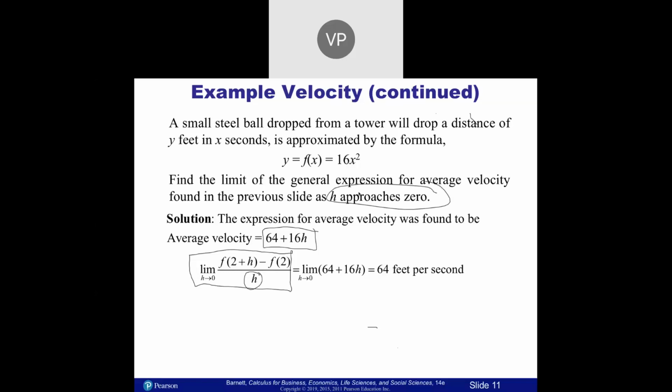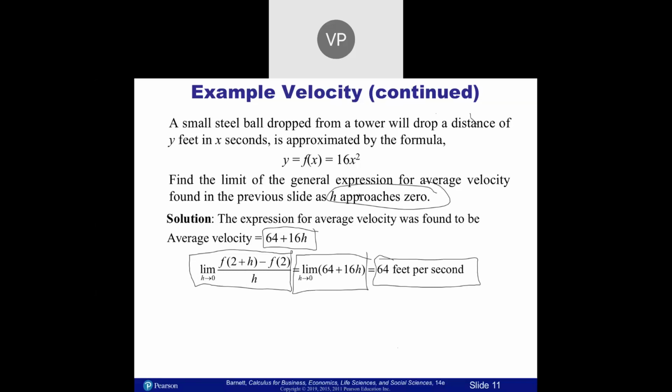However, from the last slide, the h canceled on the top, and now we're left with this. Once it cancels, now I can actually plug in 0 for h. So the 16h goes to 0, and I'm left with a limit of 64. And it tells me that's what's happening as I'm getting closer and closer to the original number.